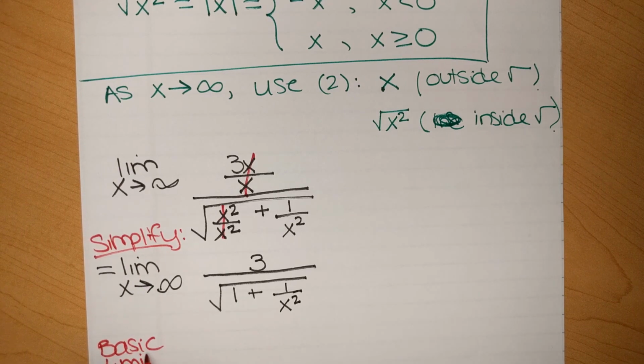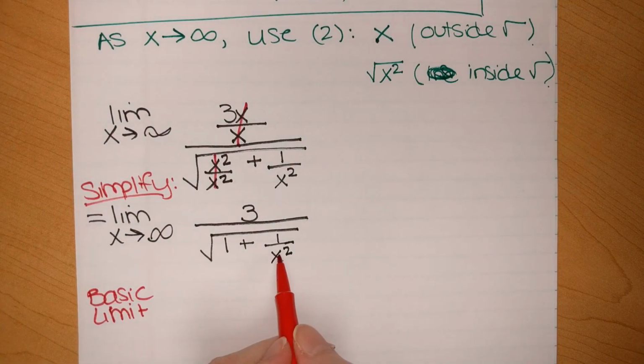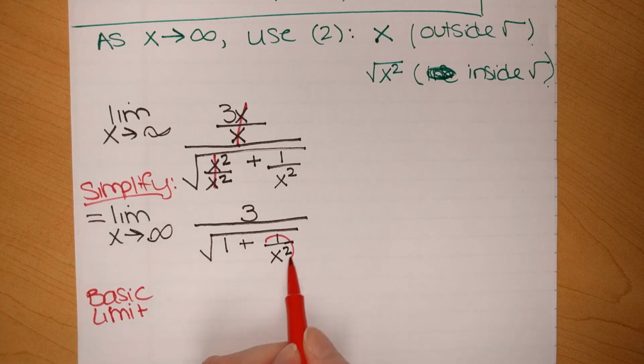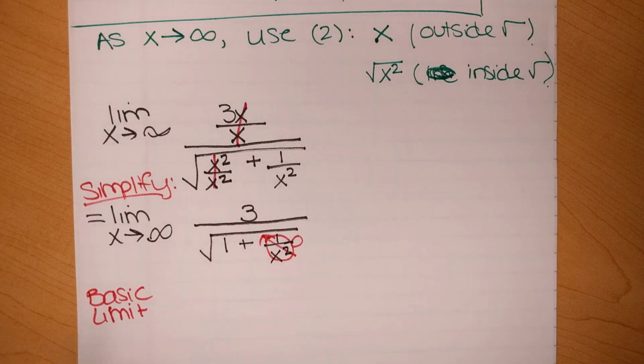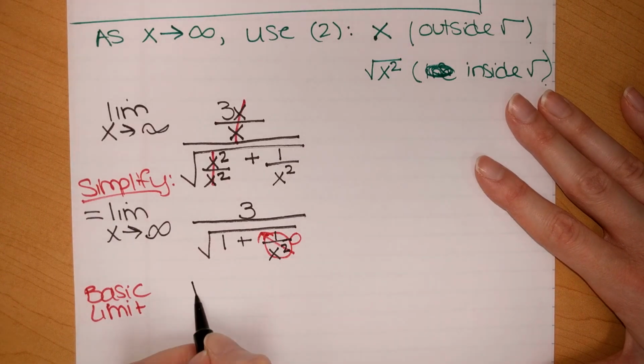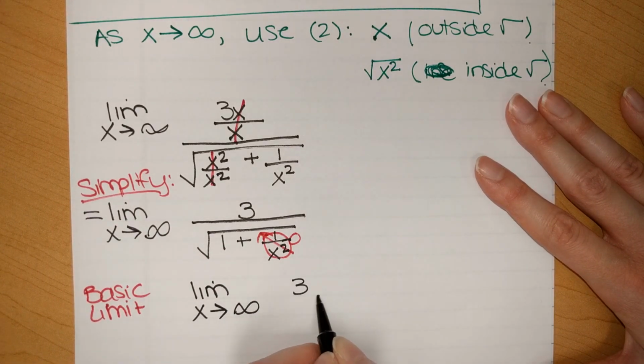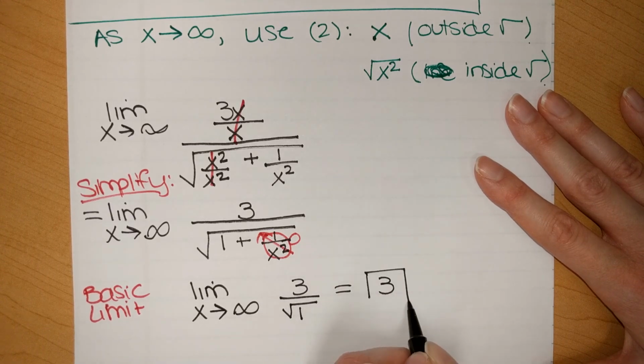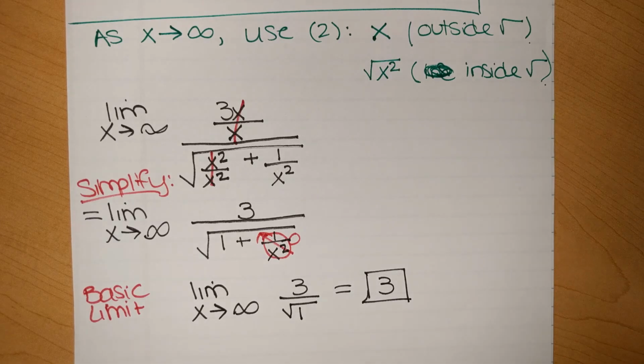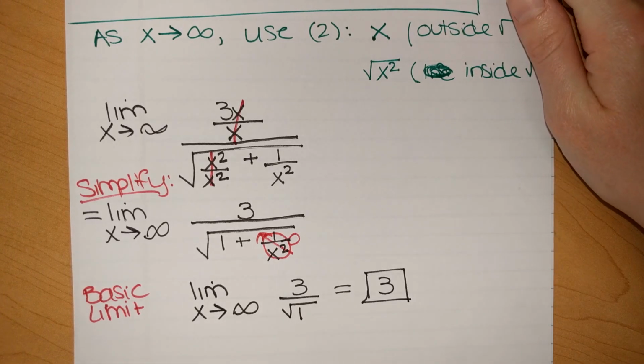Here we see that we have an x squared in the denominator. As x goes to infinity, this will go to 0. So our basic limit law tells us that we're left with the limit as x goes to infinity of 3 over the square root of 1, which is, of course, just 3. Okay, so that question is a little tricky because you're dealing with the square root of x squared, and in order to deal with that when it's outside of the radical, you have to deal with the piecewise function.